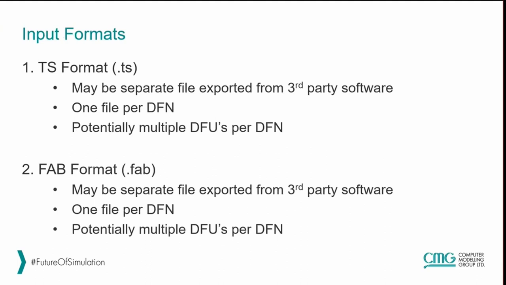There's also multiple different file formats that we can import these files into. These include the TS format as well as the FAB file format. And each of these files will contain one set of DFN networks, but potentially multiple DFUs or multiple fractures per DFN.